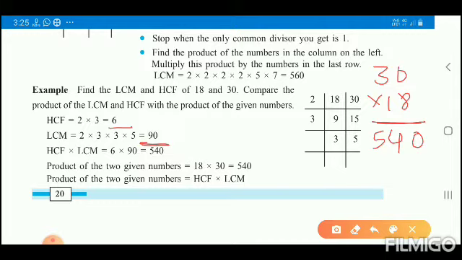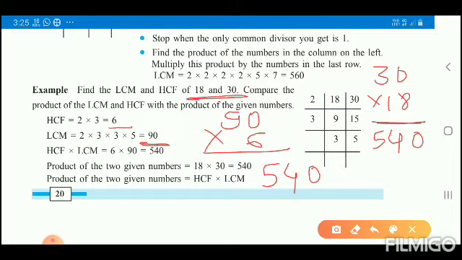Okay. Now we found that HCF is 6 and LCM is 90. If we multiply HCF by LCM, then what will you get here? That we will see, 90 multiplied by 6 or 6 multiplied by 90. So you will get the answer 540. So the product of the two given numbers, whatever they give, here the numbers are 18 and 30, and the product of HCF and LCM, it is always equal.